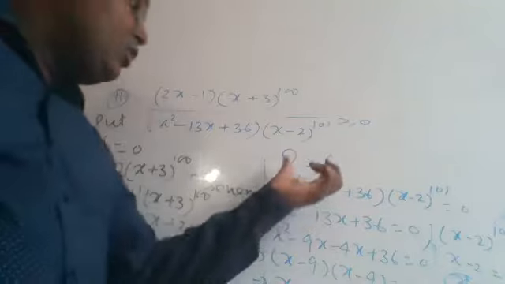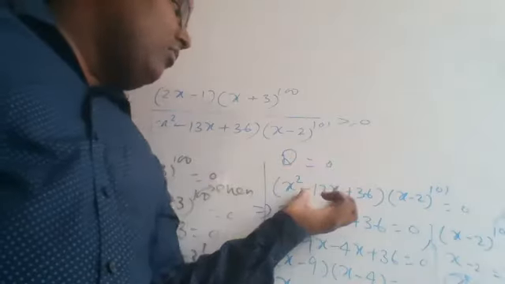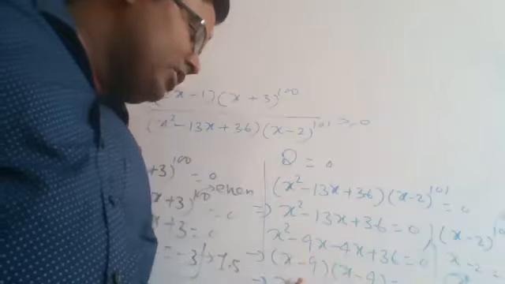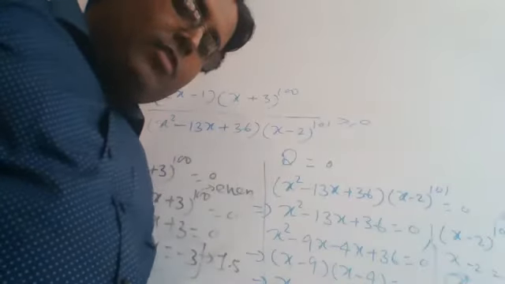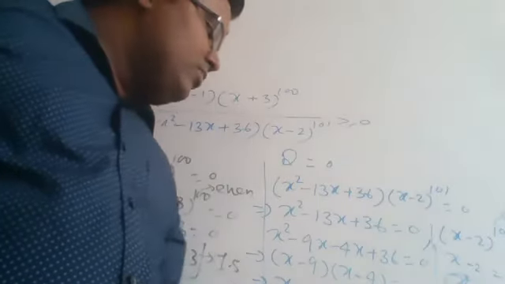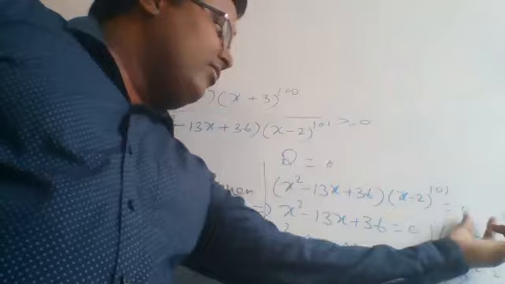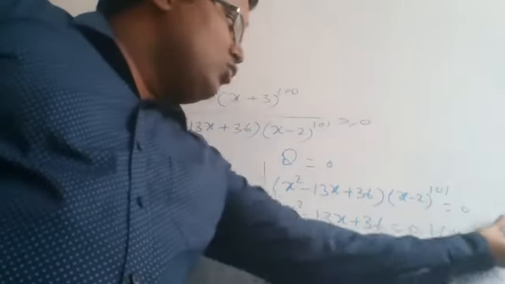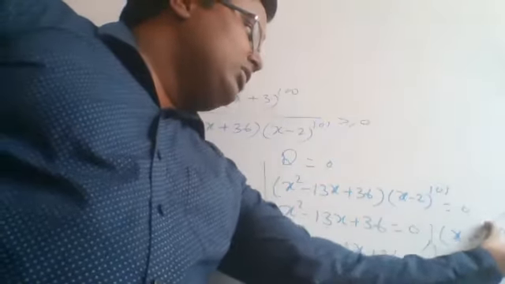After that, we have to put the denominator equal to 0 and solve the factors by putting the zeros. This is quadratic, so we have to make the factorization if possible. After factorization, we find the solutions. Then we make the next factor 0, which is (x minus 2) to the power 101 equals 0. This is an odd power.